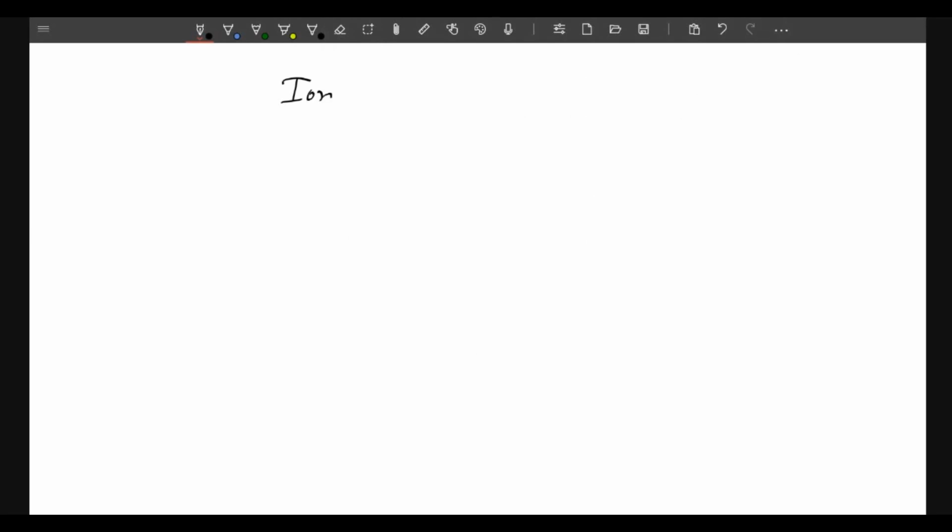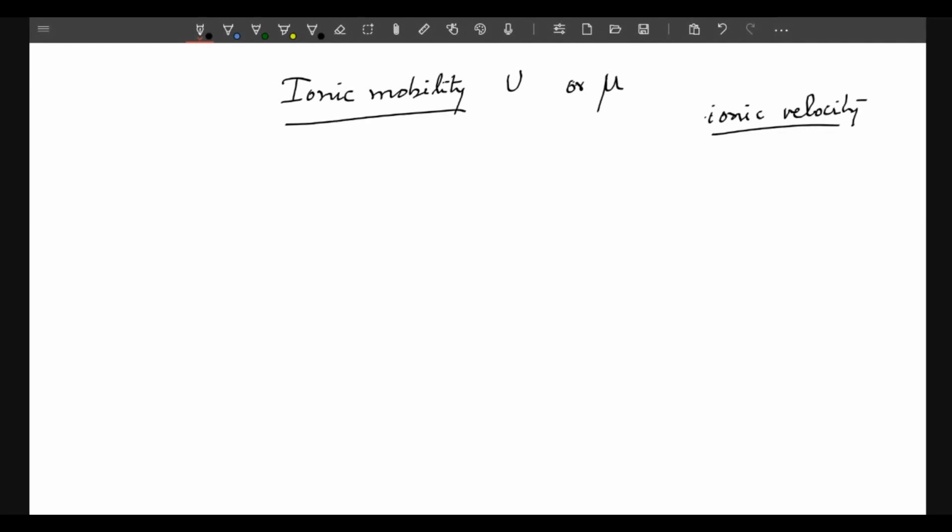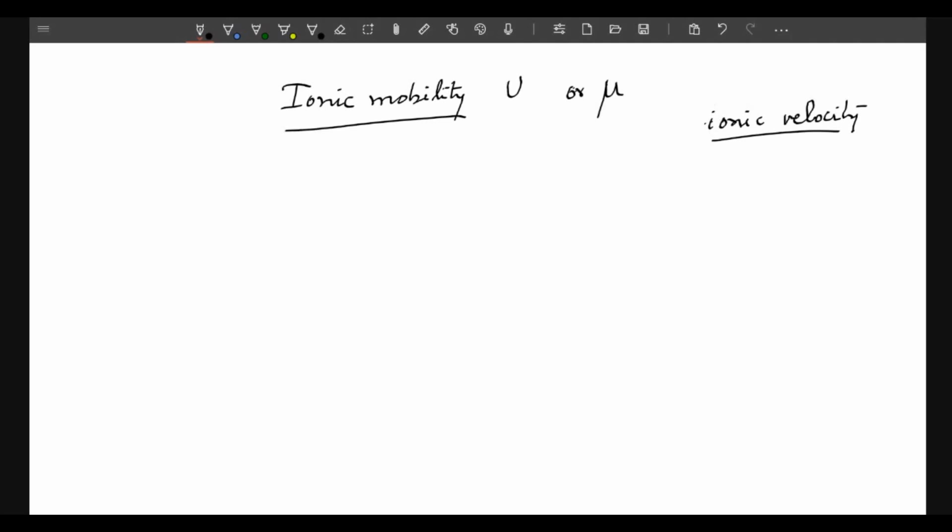Here, the ionic mobility is abbreviated and the parameter is given as capital U, or in some books they put it as mu. You are going to see the difference between ionic mobility and ionic speed or ionic velocity. What's the difference between ionic velocity and ionic mobility, how is this ionic mobility determined, and what would be its application? Determination of this ionic mobility leads to what? We will shortly see this.